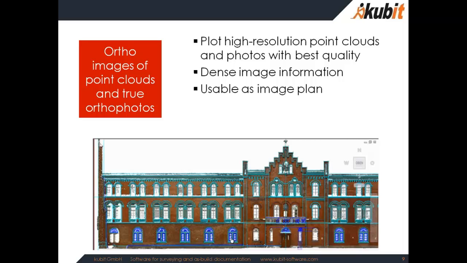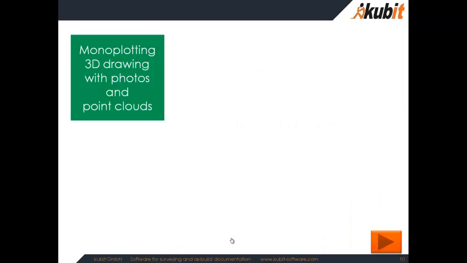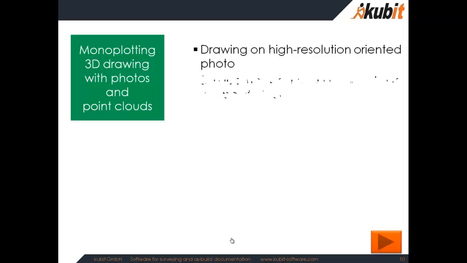You can then use the ortho image as an image plan to draw in it and to add some annotations and dimensions. And everything which was parallel to the image plane is projected to scale in the ortho photo or ortho image. The monoplotting feature of PointSense Heritage is meant for drawing on high-resolution oriented photographs, and the 3D geometry will then generate it directly on the point cloud.